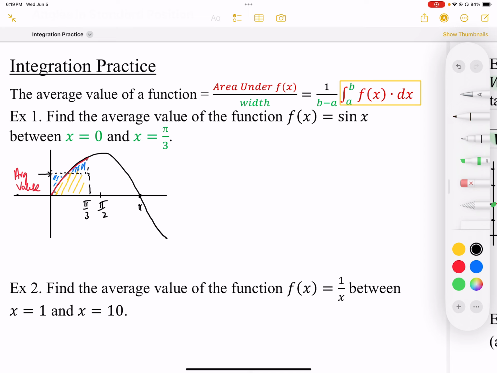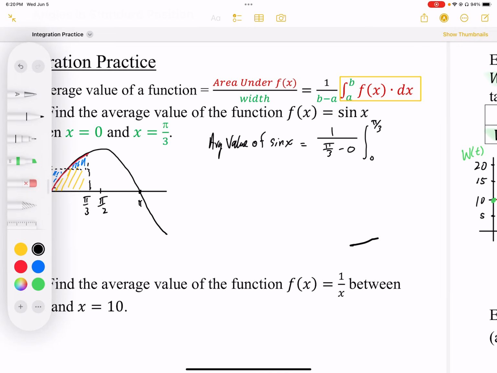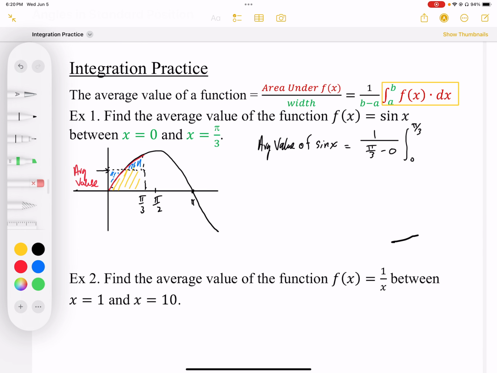So I'm going to find the average value of sine x in that interval. It's going to be 1 over the interval, so it's going to be pi over 3 minus 0. And then I'm going to integrate the area from 0 to pi over 3 of the graph of sine x. That's going to give us the average height of sine x.